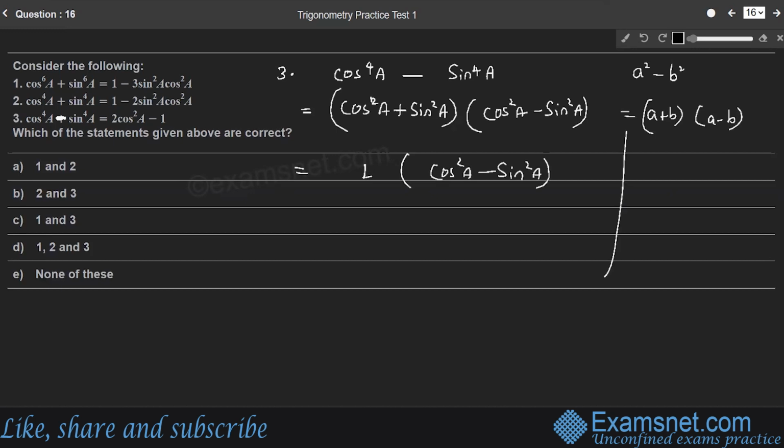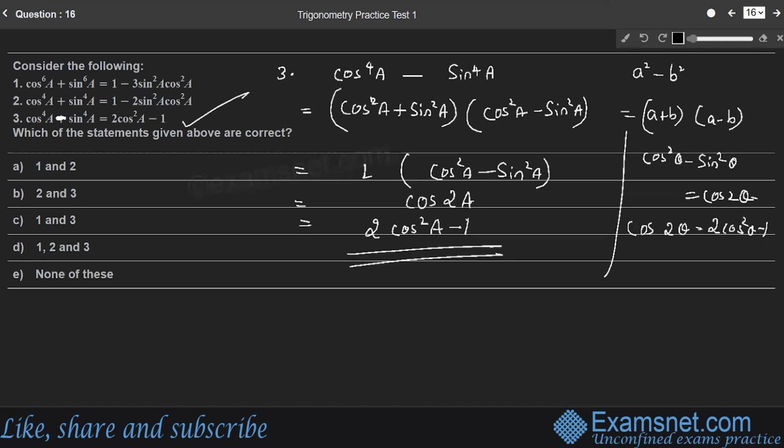We all know that cos square theta minus sin square theta is cos 2 theta. So using this formula, cos square A minus sin square A can be written as cos 2A. The standard formula of trigonometry says cos 2 theta is also 2 cos square theta minus 1. Therefore, cos 2A can be written as 2 cos square A minus 1. Hence, the third statement is also true. Therefore, all the given three statements are true. Hence, option D is the right answer.